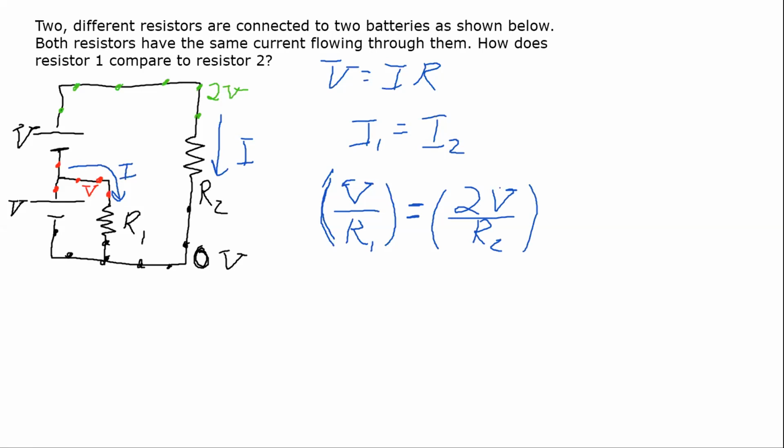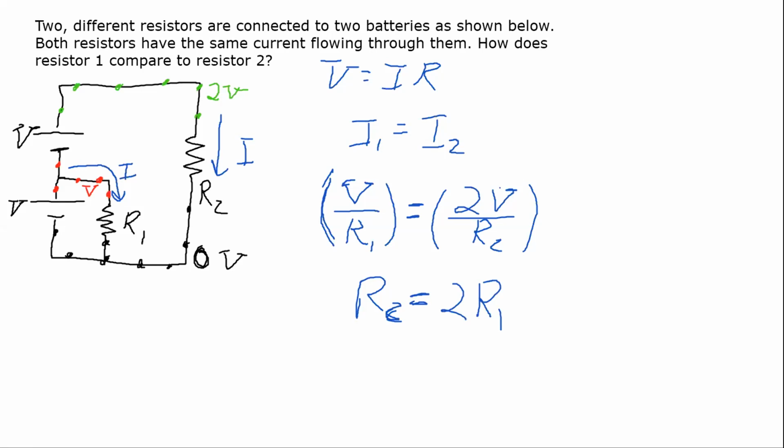Okay, so that sets us up, right? That ratio allows us to find what that resistance is. So let me see here. It says, how does resistor 1 compare to resistor 2? I just do a little bit of algebra. We can see that resistor 2 equals 2 times the resistance of 1.